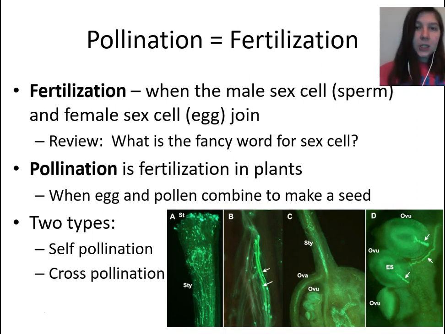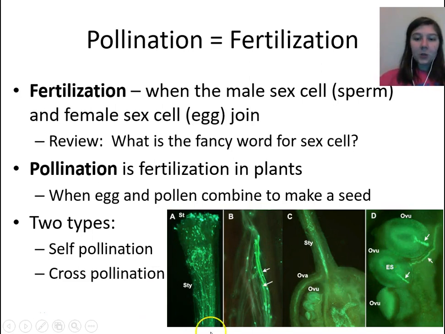In plants, pollination is fertilization. So fertilization is when the male sex cell, the sperm, and the female sex cell, egg, joins. So just to review, what is the fancy word for a sex cell? If you said gamete, then you would be correct. So pollination is fertilization in plants. It's when the egg and pollen, which is really the sperm cell, are going to combine to make a seed. There are two types of pollination, self-pollination and cross-pollination, which I'll go through in the next few slides.